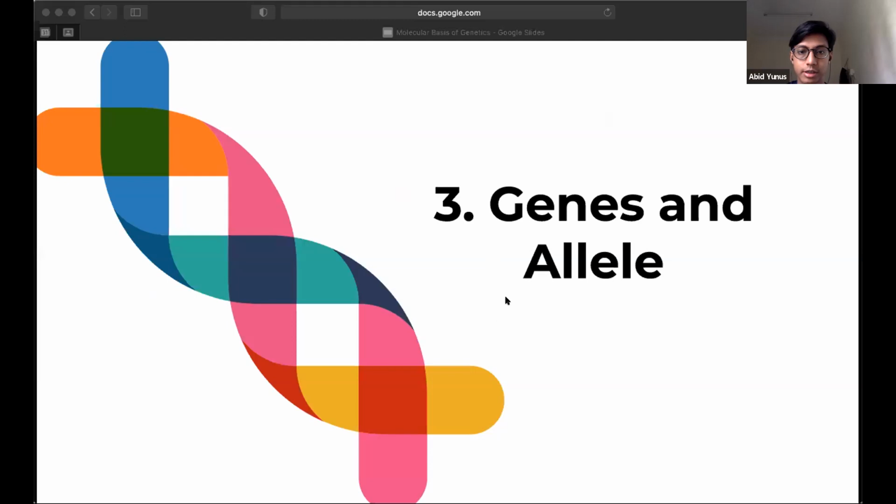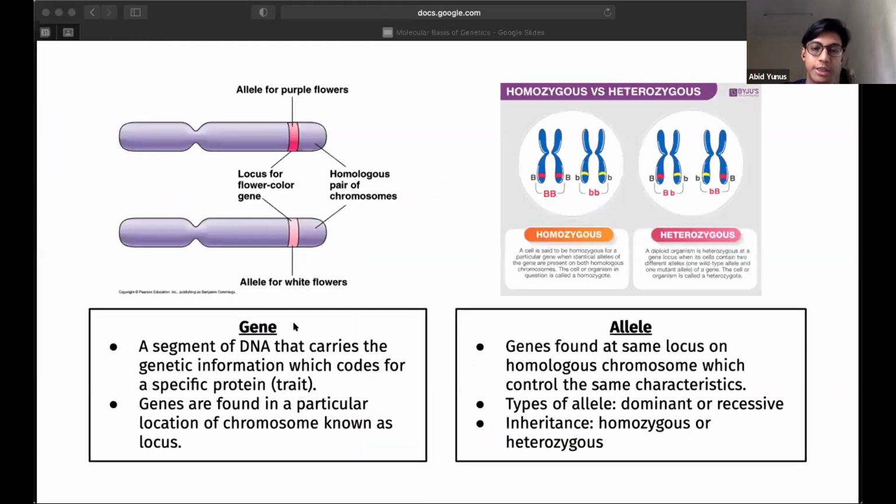Okay. Next, the genes and the allele. A gene is a segment of DNA that carries the genetic information which codes for a specific protein. If we look at the picture above, the gene that encodes for the color of a flower is located in one segment of the chromosome. And this segment of the chromosome is known as the locus.